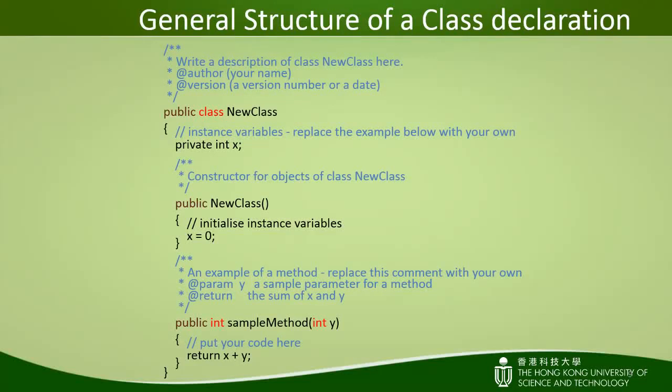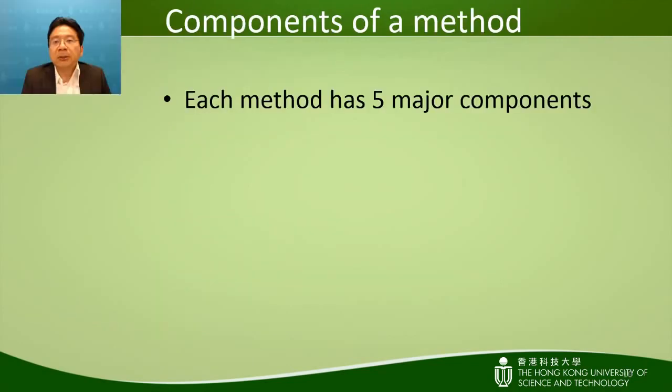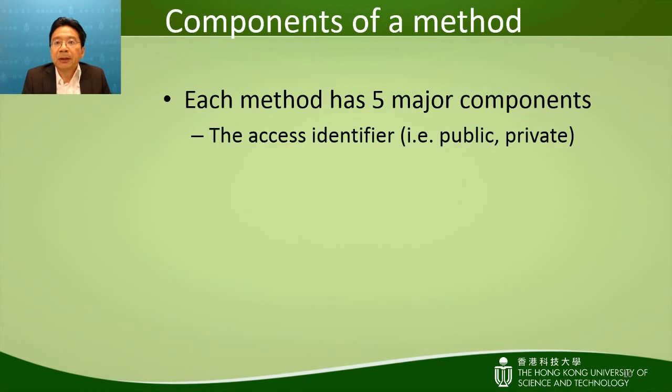The last part of the program is to define methods. Methods implement certain behavior or action that an object can perform. Each method declaration has 5 major components. The first is access identifier.